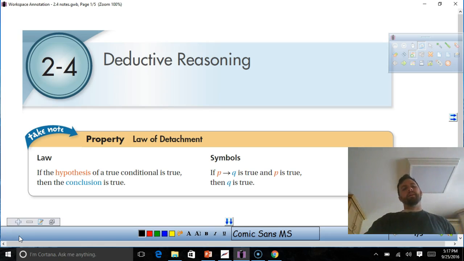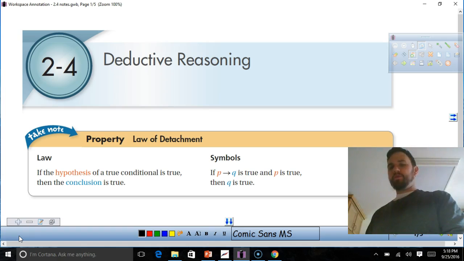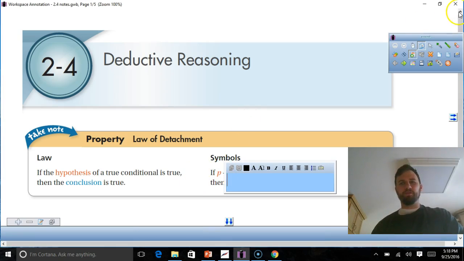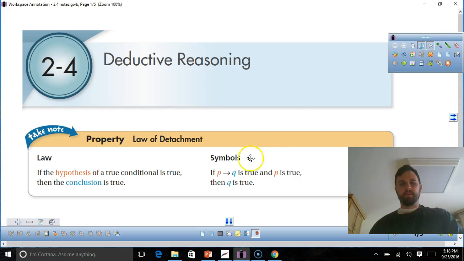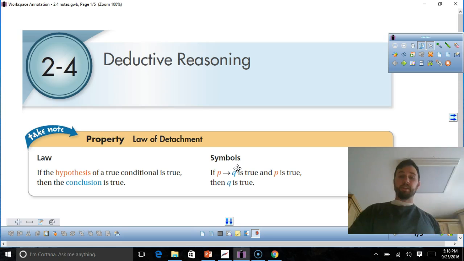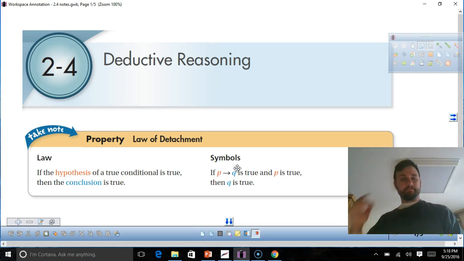Okay, what the law of detachment says is if the hypothesis is true, then the conclusion must also be true in a true statement. Am I telling the truth? Maybe. Okay, so the symbols you'd use for this: if P goes to Q is true, so if your conditional is true, and P is true, then Q is true.